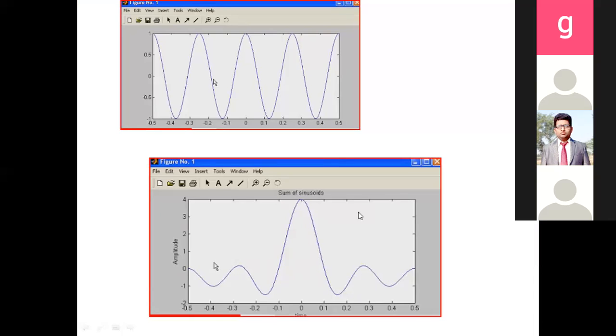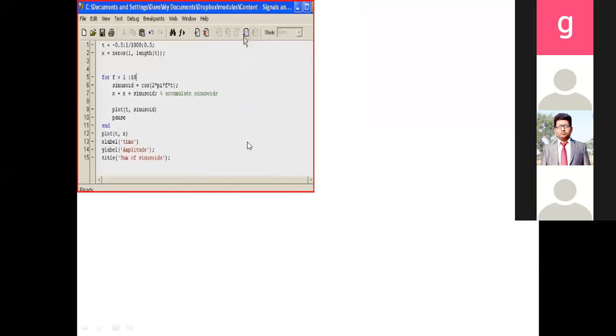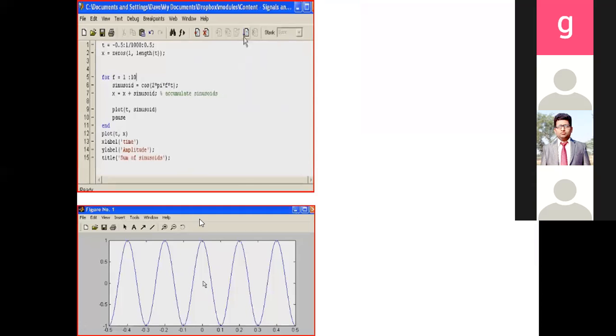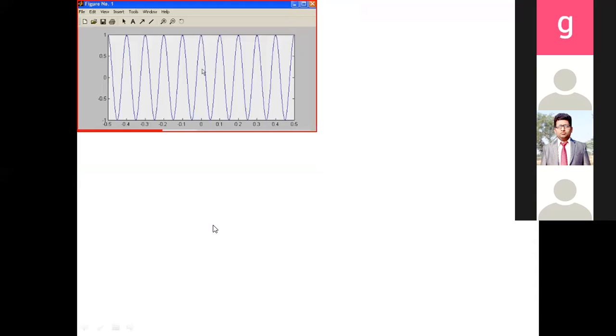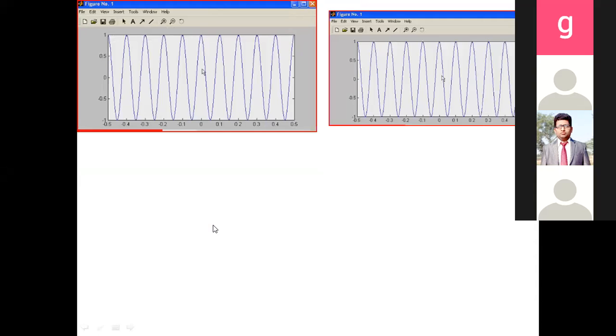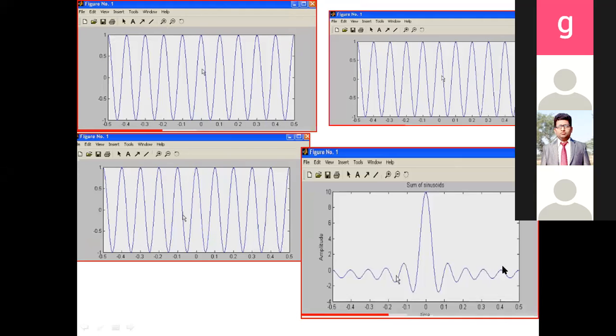Similarly, let me create more and more frequencies. You can see here, if I choose this f as 10, then I have already created 5, and now 6, 7, 8, 9, 10. If I add all the 10 frequencies, 1 Hz plus 2 Hz plus 3 Hz, what do I get? You can see here. This is the summation of all the sinusoids starting from 1 Hz to 10 Hz.